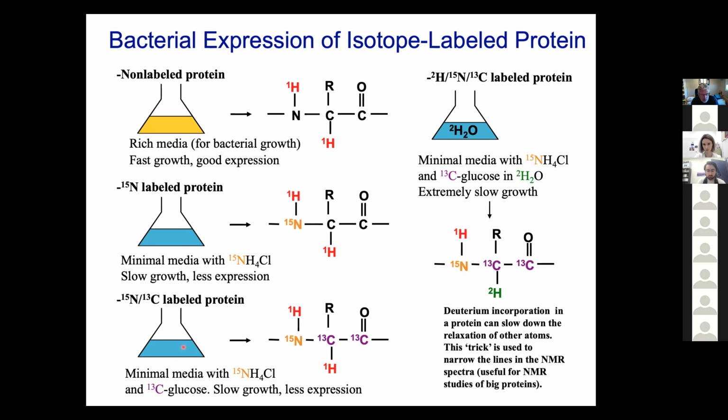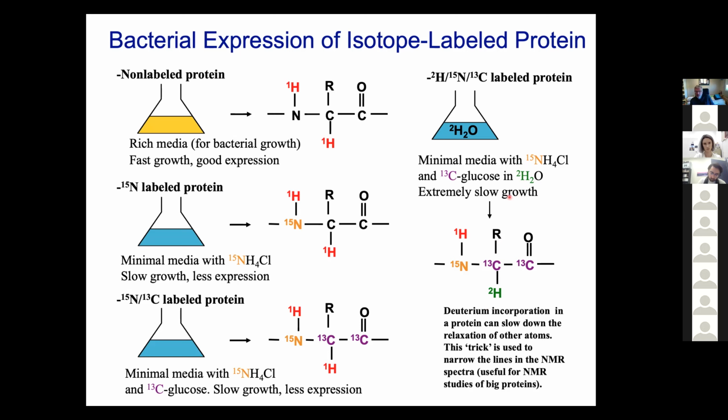Now, if you want to also label the carbons, so you want to put carbon 13 everywhere. Carbon 12 is always there, but carbon 12 is not an NMR nucleus, remember? It doesn't have a spin, so you can't do anything with it. So you want carbon 13 in there. You replace the normal glucose that E. coli grows on and put carbon 13 labeled glucose on it. So it's totally carbon 13 labeled glucose, and it will get expressed now with all the carbons labeled with carbon 13 as well.